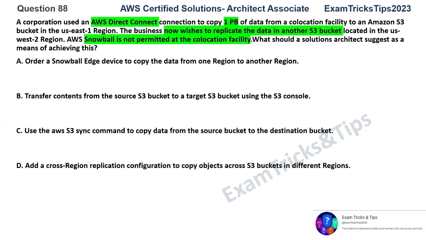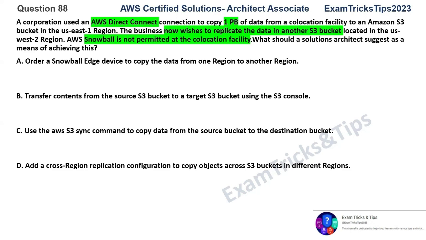So the first one is option A. It says, let's order a Snowball Edge device. And we have been told it is not allowed. So AWS Snowball is not permitted, so we can't use this solution. Even if it is permitted, the data is already in AWS. So what is the purpose of a Snowball device in this particular case? This is a wrong answer.